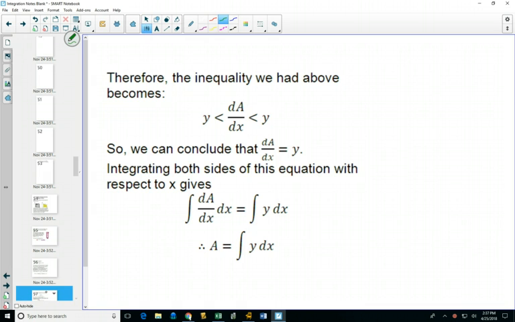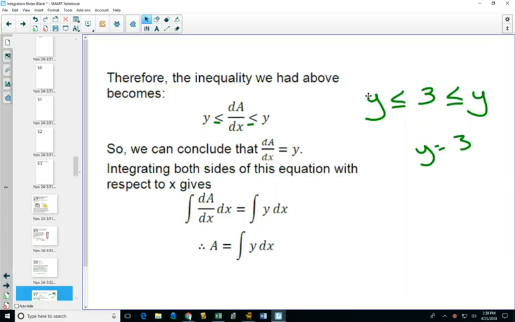Now, have you ever had an inequality like that before? If I put a number in there, what does that tell us? y has to be 3. That's the only possibility. Well, 3 is not less than 3. I guess there should technically be equal signs there, and we could probably add them in here as well to be even more clear. And then we can conclude that dA/dx is equal to y.